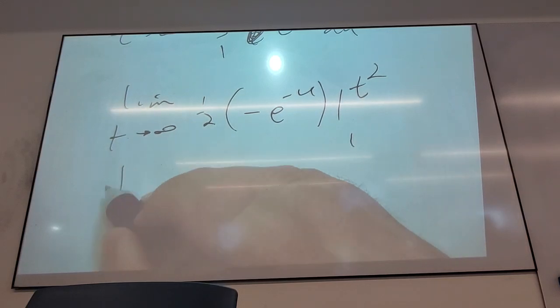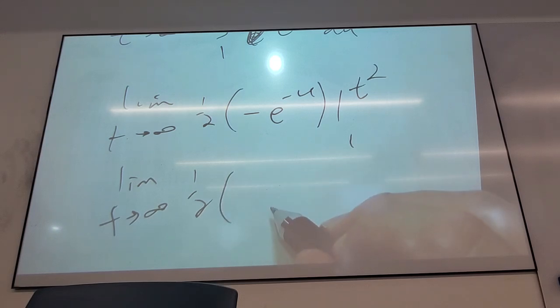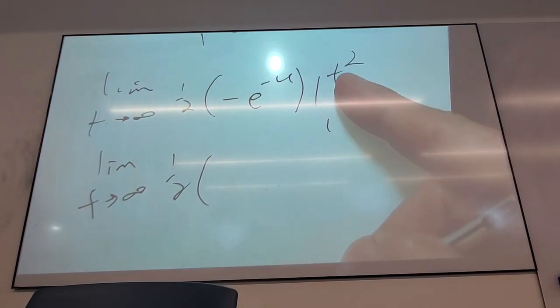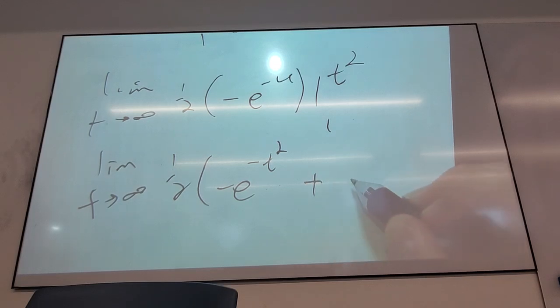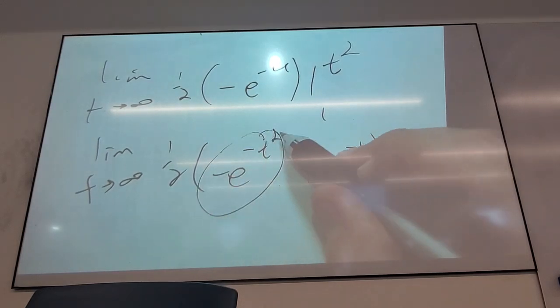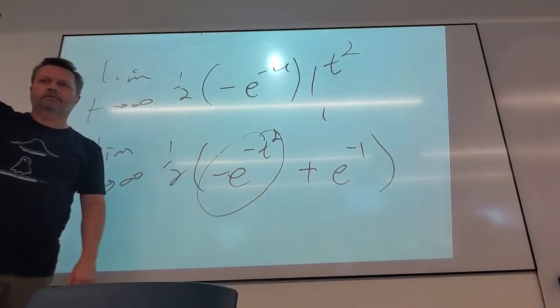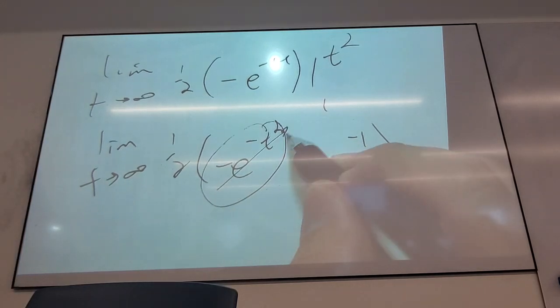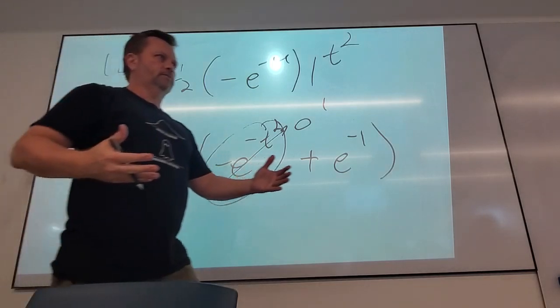So what's the next step here? Negative e to the negative t squared, plus e to the negative 1. Cool. So what does this do as t gets really big? Good, because it's to a negative power, correct? So that piece goes to 0. It doesn't matter what the other thing actually does. It just matters that it's finite.